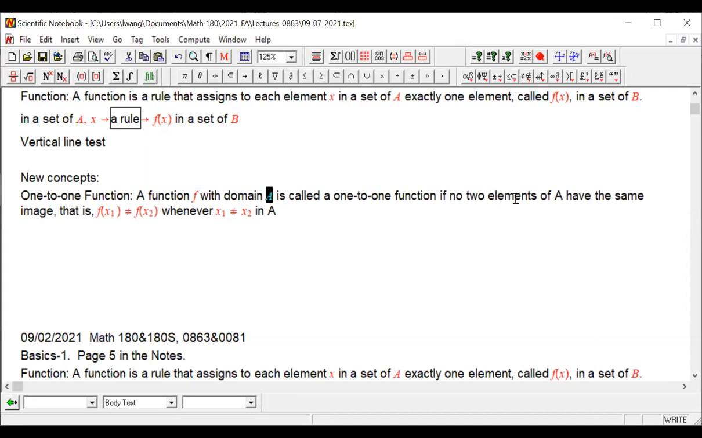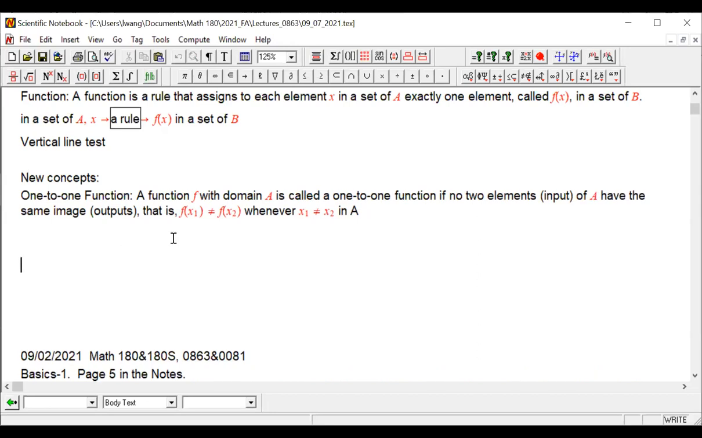no two elements of A have the same image. What is image? Image really means outputs. If we refer to the elements of A as inputs, okay, so these are the interpretations I wish you to understand. What does it mean? I want you guys to chew on these words, really try to understand it, because this is the method you're going to study in calculus classes.